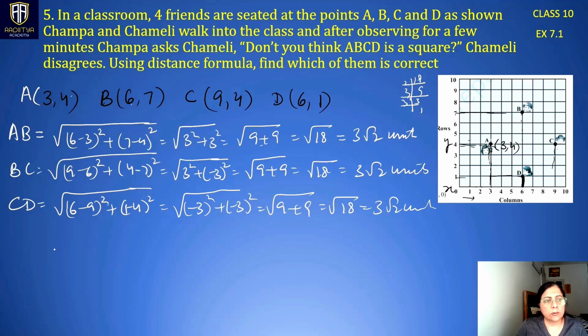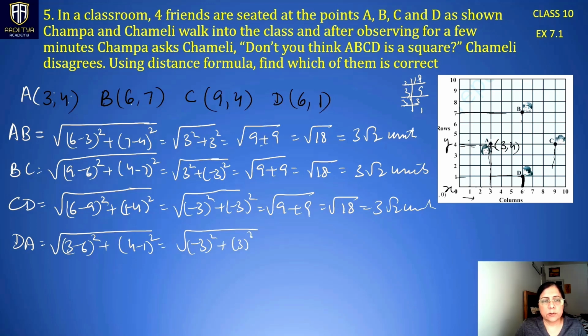These three sides are equal. Then finally we have DA. DA means 3 minus 6 whole square plus 4 minus 1 whole square. This is negative 3 square plus positive 3 square, which is again 9 plus 9, root 18, which is 3 root 2 units. So you can see that all the four sides of this quadrilateral are equal.